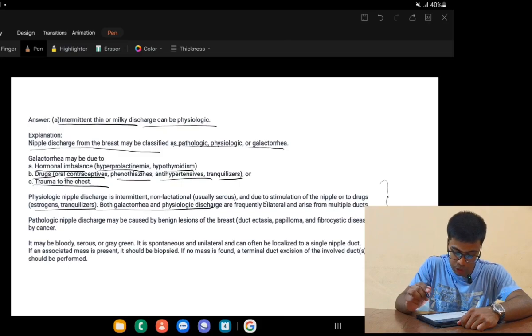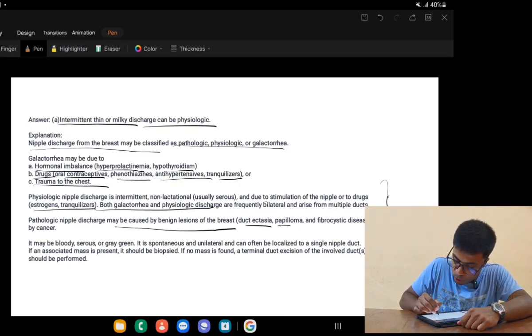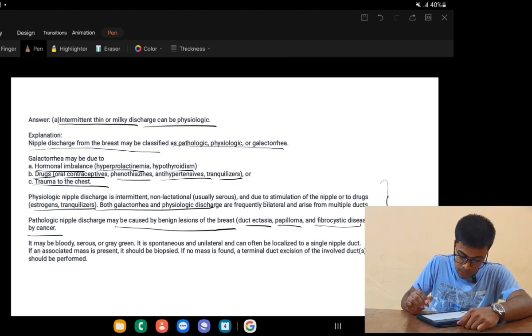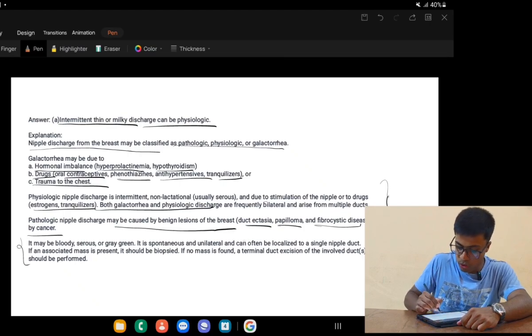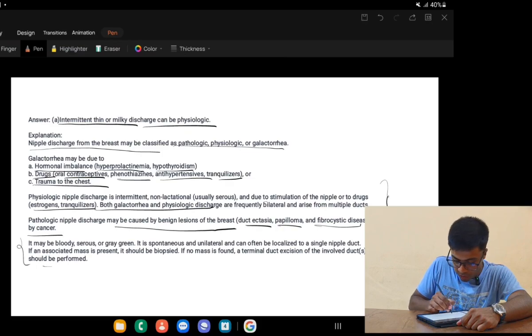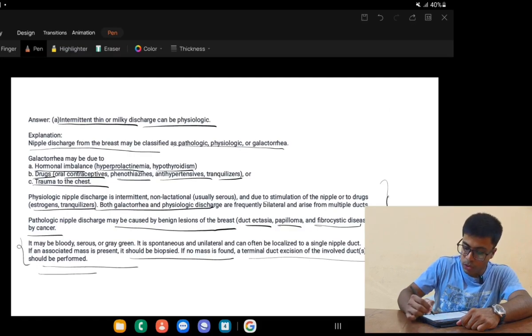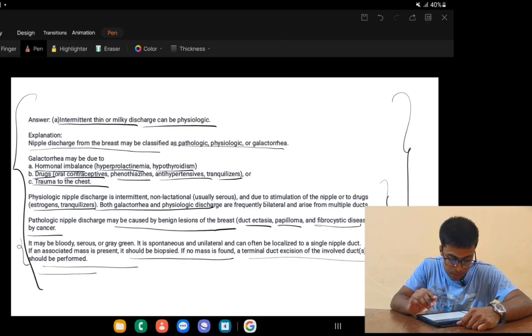Pathological nipple discharge can be caused by benign lesions of the breast, that is duct ectasia, papilloma, fibrocystic disease, or by cancer. This is pathological. It may be bloody, serous, or grey-green. If spontaneous and unilateral, it can often be localized to a single nipple duct. If a mass is present, it should be biopsied, and terminal duct excision of the involved duct should be performed. This is the explanation, and you should know this to solve other MCQs also.